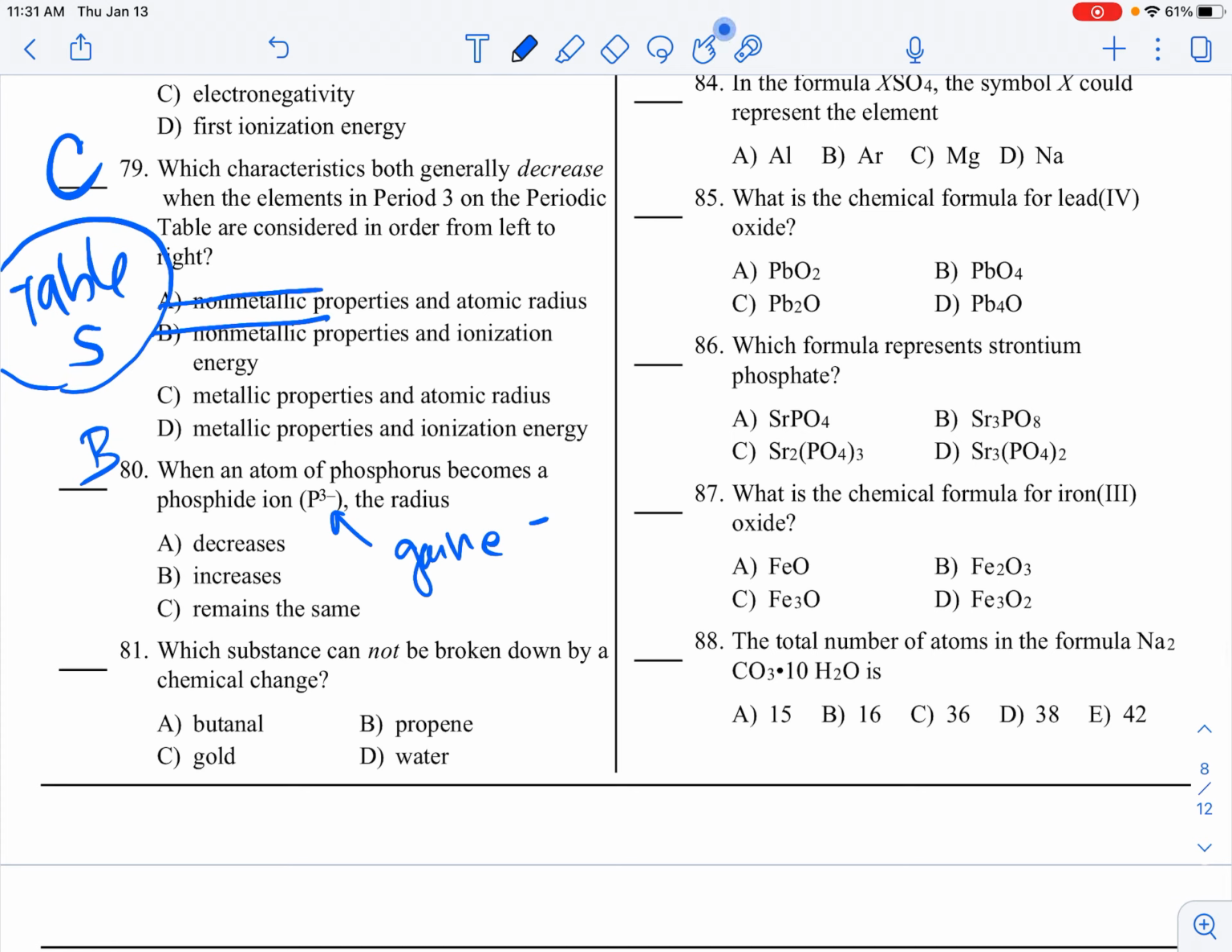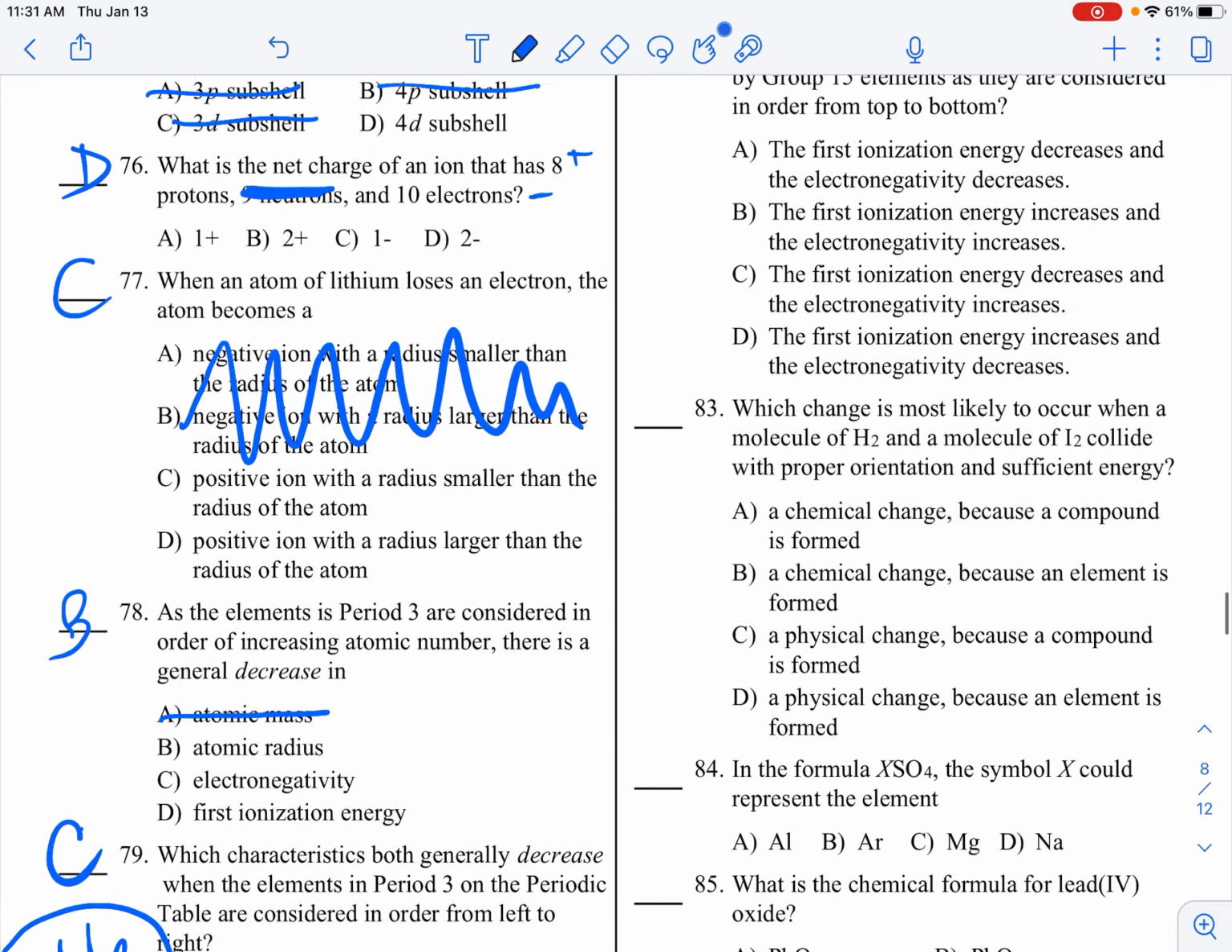Which substance cannot be broken down by chemical change, which means elements. So the only element here is gold. Butanol, compound, propene, compound, water, compound.